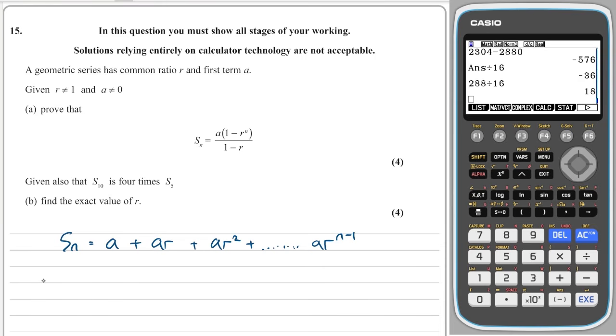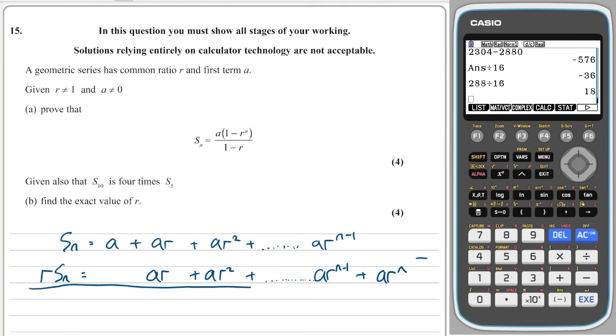The next step is we multiply that whole sequence by r. And this gives me a times r, which I'll write here. And then multiplying again will give me a times r squared, which I'll write there. And then we're going to go all the way to a times r to the n minus 1. But the last term will be a times r to the n, because we'll be adding on an additional r. So therefore the power will go up by 1.